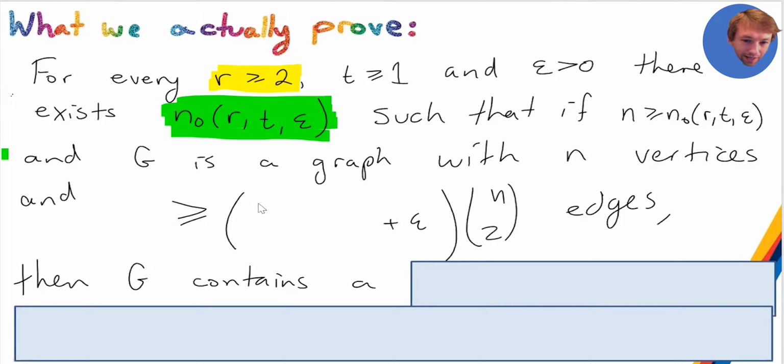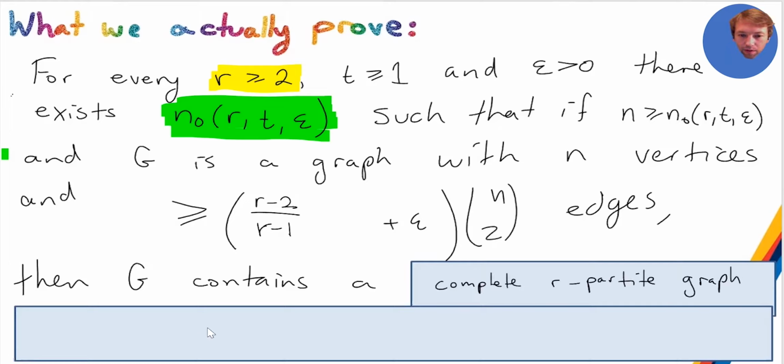n vertices and at least (R-2)/(R-1) plus epsilon times n choose 2 edges. So if G is a graph with n vertices and at least this many edges, then it contains a complete R-partite graph with parts of size t. Okay, let that sink in a bit.